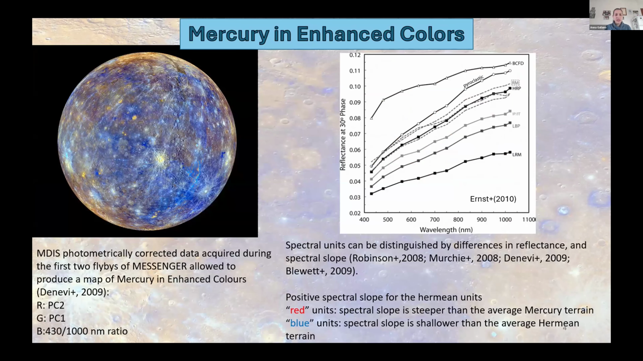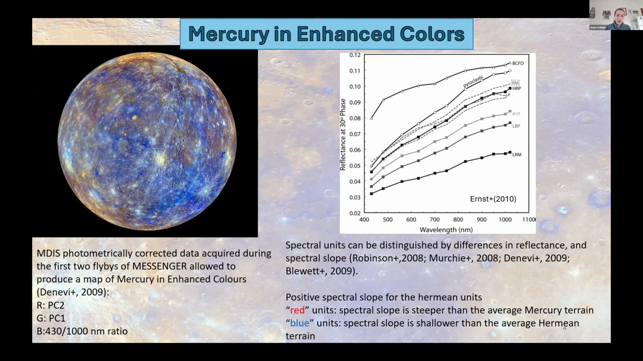On the left part of the slide, you already know this map. This is the enhanced color map of Mercury. It was produced thanks to the MDIS data acquired during the first two flybys of MESSENGER. The data was photometrically corrected and, as said by Valentina, an unsupervised technique, the principal component analysis, was applied to this data. The results of this analysis produced several principal components.